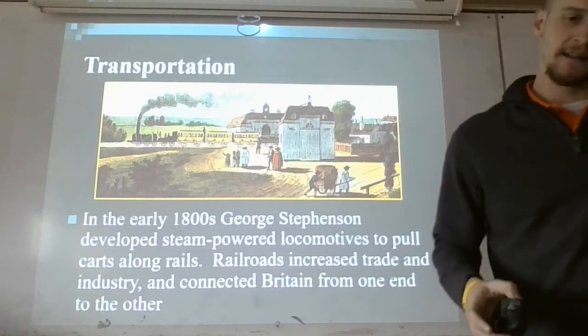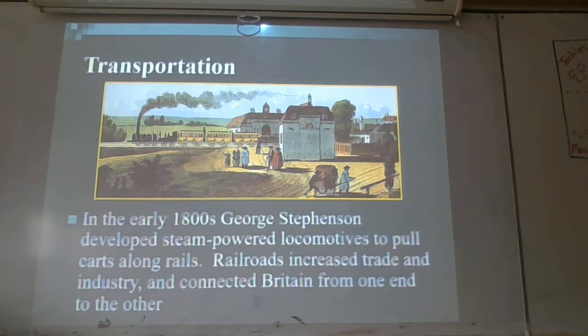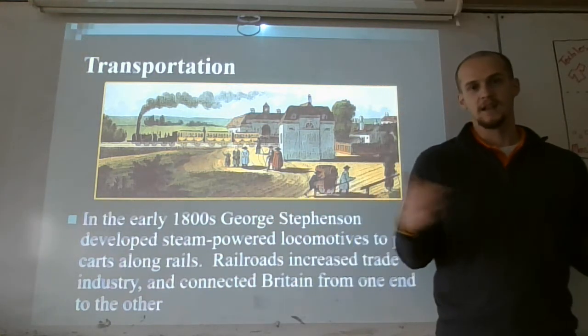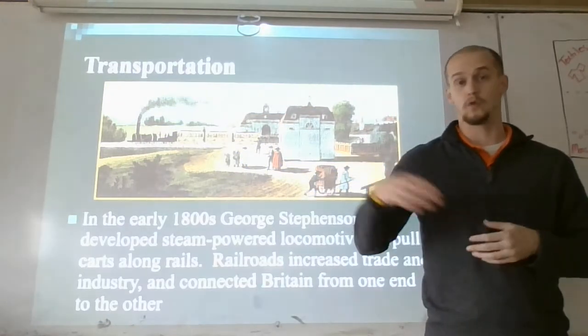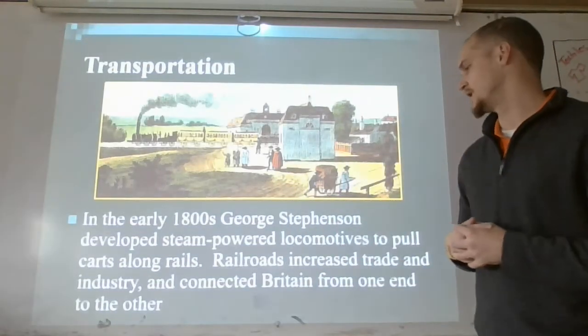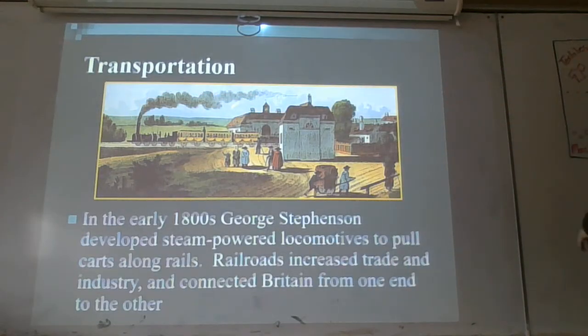So transportation improves during the Industrial Revolution because in the early 1800s, George Stephenson invents steam-powered trains. So he sees how water is able to power various things in the factories, whether they're machines or the factories themselves. And so he tries to find another way to increase energy. And so he comes up with steam power and puts it on a train. And this allows carts or goods or materials to be pulled along rails. And these railroads and these trains increase trade.